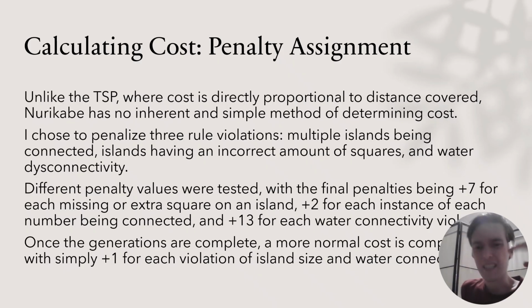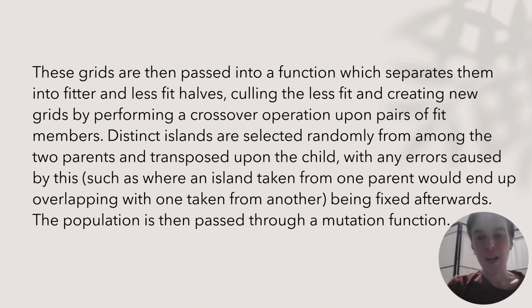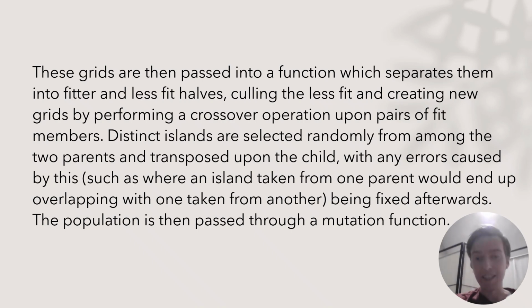The only part where this is different is at the end, where we just want the proper cost of more discrete violations without it being weighted in the fashion previously described. So at the end of the genetic process, it's just +1 for each violation of island size and +1 for each violation of water connectivity. These grids are then passed into a function that separates them into fitter and less fit halves.